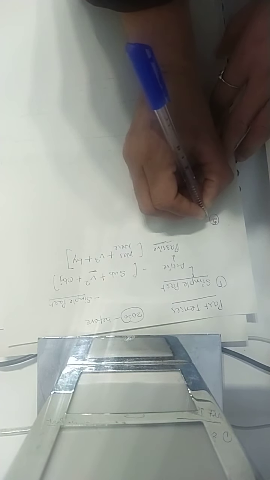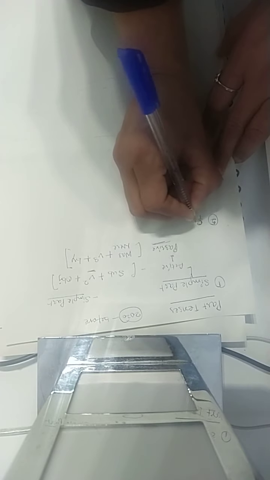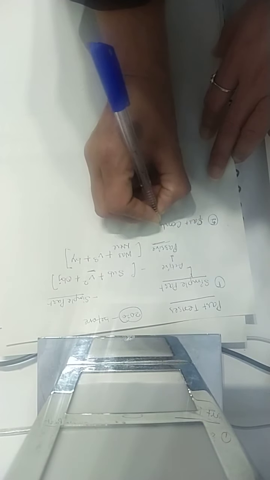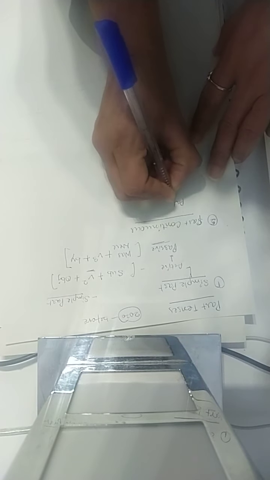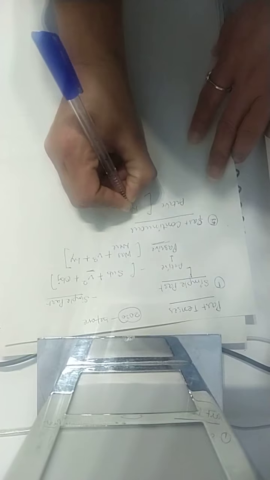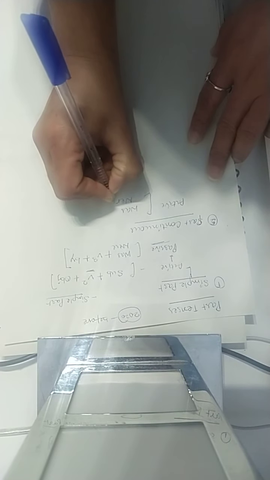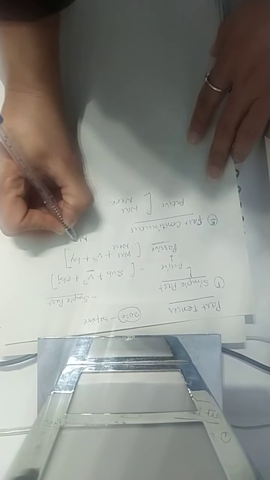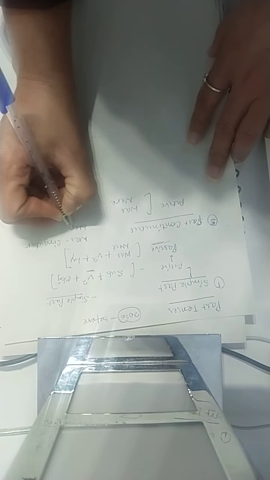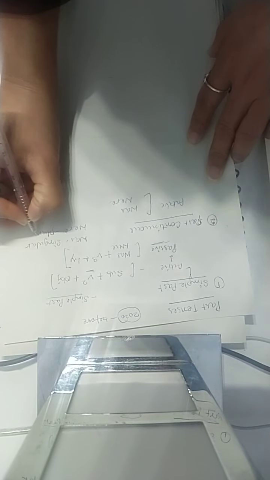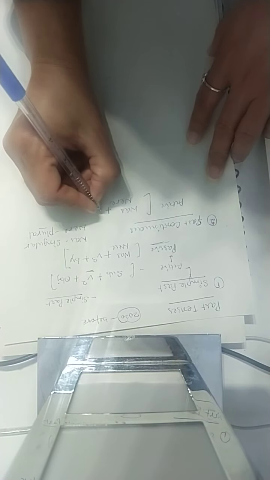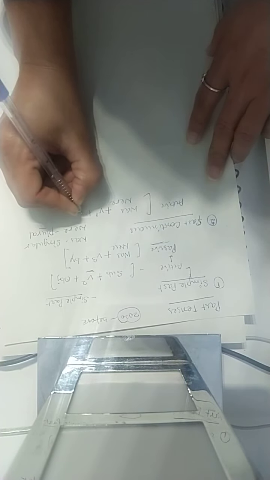And then that is your past continuous. In past continuous, if it is active, was and were. Was is for singular and were is for plural. Clear? So was, were, the first form of verb, then ing.